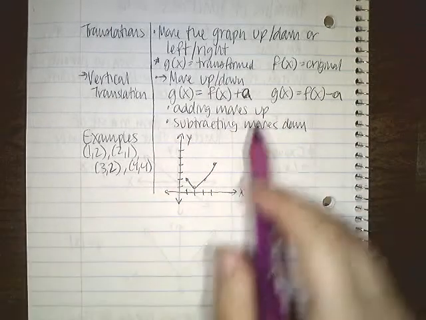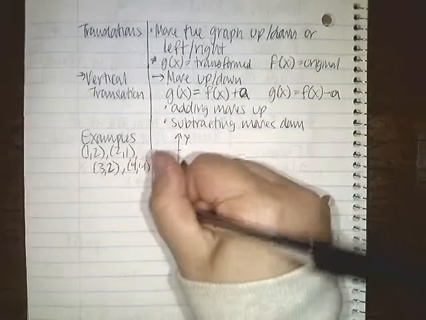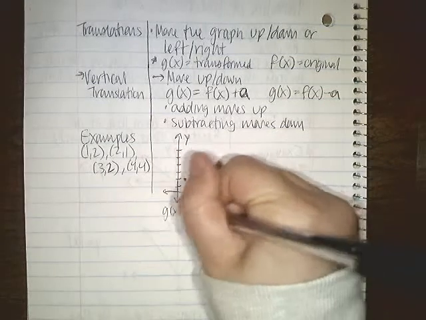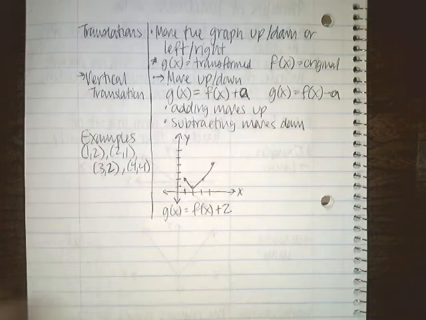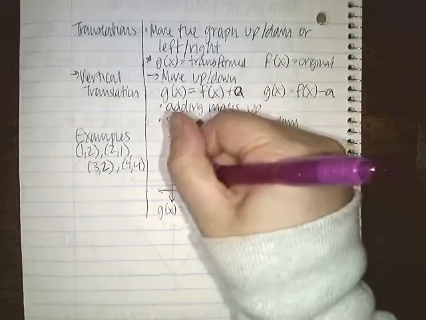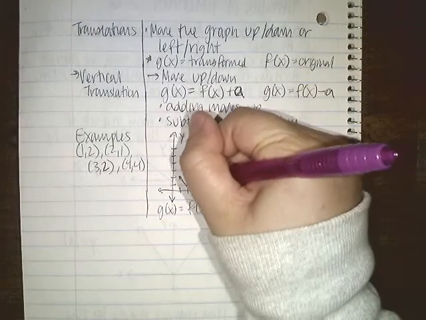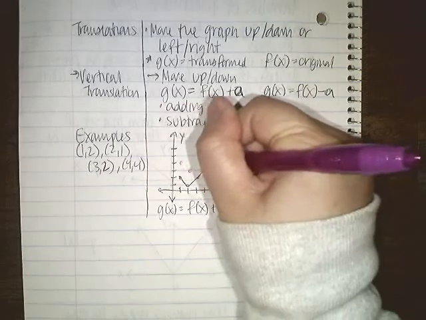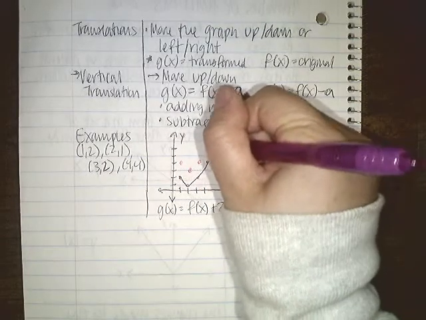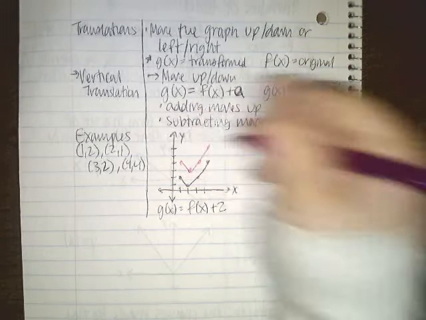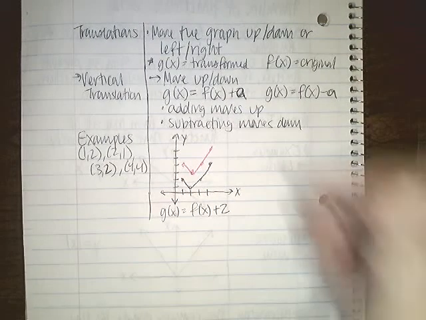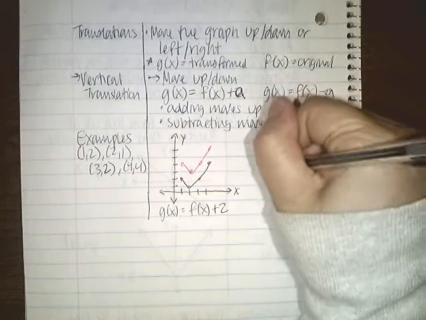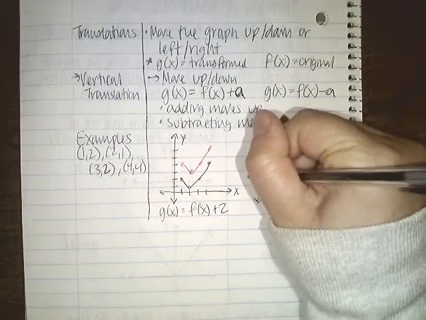And if I'm moving this function vertically, we'll say by 2. If I move this function up by 2, all I'm going to do is move all my y values up 2. So I go up 1, 2, up 1, 2, up 1, 2. And my new function is just the same function moved up 2 units. I can also move them down by subtracting.